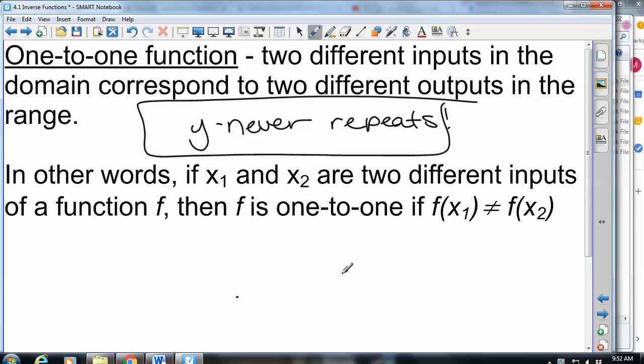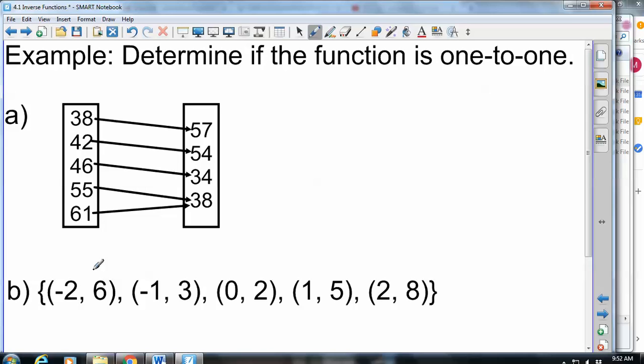Okay, so this just says if you have two different x's, then their y values cannot be the same if it is one-to-one. So we're going to look at a few functions and decide if they are one-to-one or not. The easy ones are where I actually just list out ordered pairs or give you a table or a mapping. On A, would that be one-to-one?